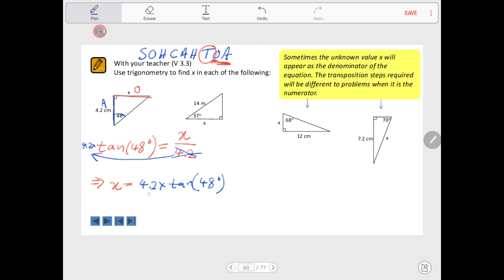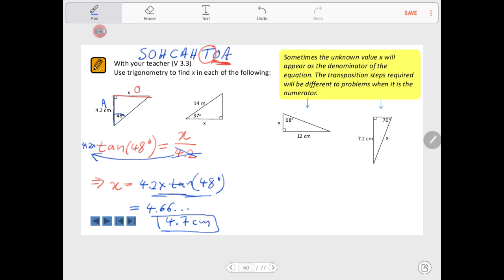Now this here goes straight into the calculator. Have a go at typing that in and see if you can get this answer. The answer is 4.66 and so forth. So we could say 4.7 centimetres.